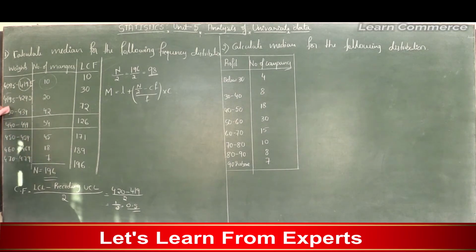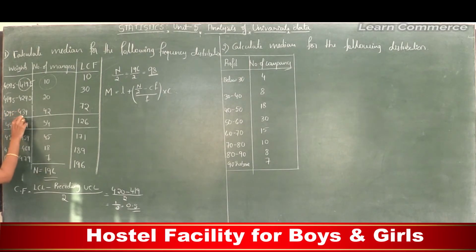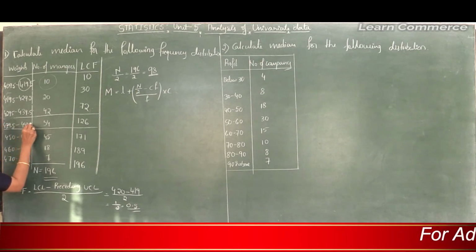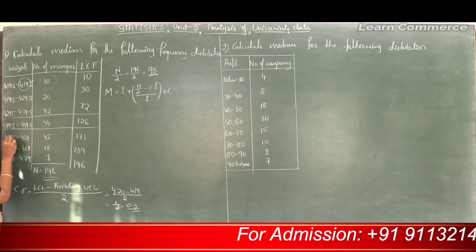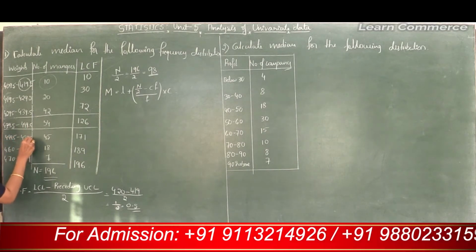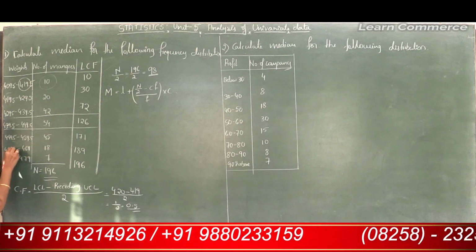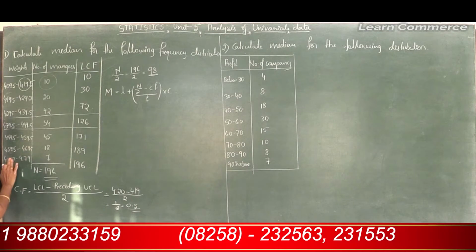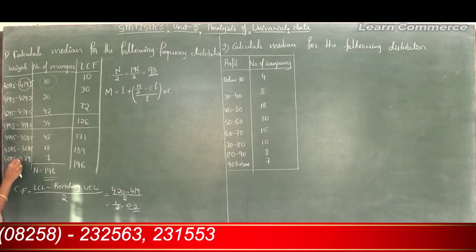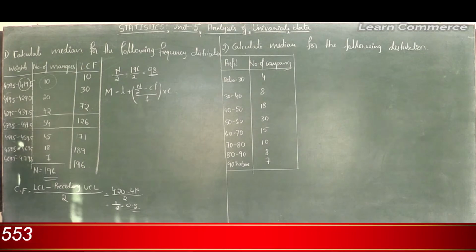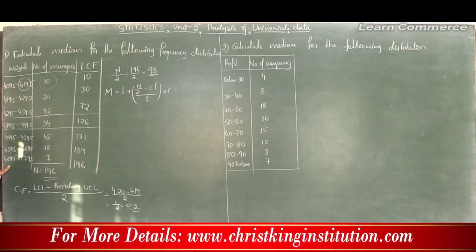Next, 429.5 to 439.5, then 439.5 to 449.5, then 449.5 to 459.5, then 459.5 to 469.5, and 469.5 to 479.5. So, see here, this is the exclusive class interval. Here we converted the inclusive class interval into the exclusive class interval using this correction factor.